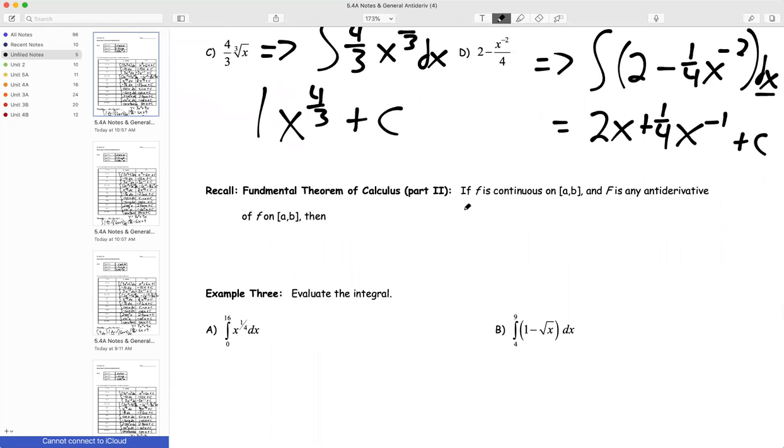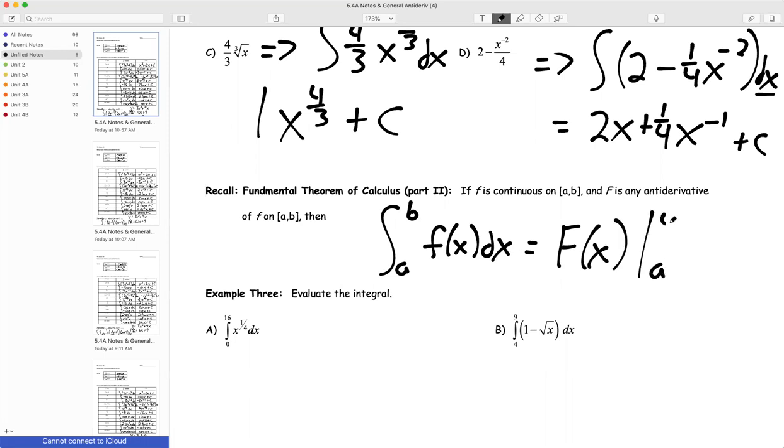We have the fundamental theorem of calculus, part 2, which we saw before the break, and it's kind of important. Okay, it says if little f is continuous on an interval from a to b, and big F is any antiderivative of little f on that interval, then we have the integral from a to b of little f of x dx. And it said that the antiderivative of little f is big F.